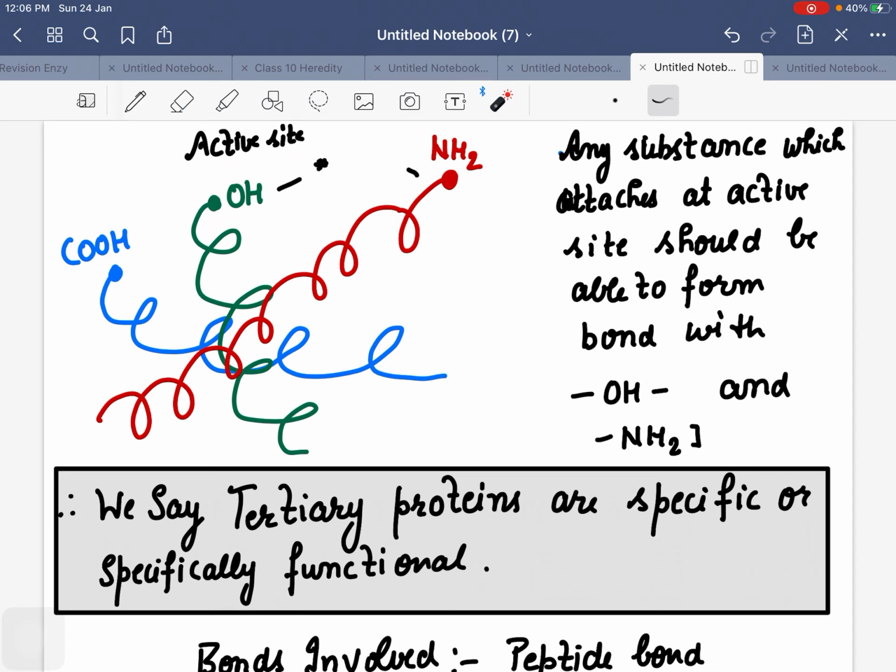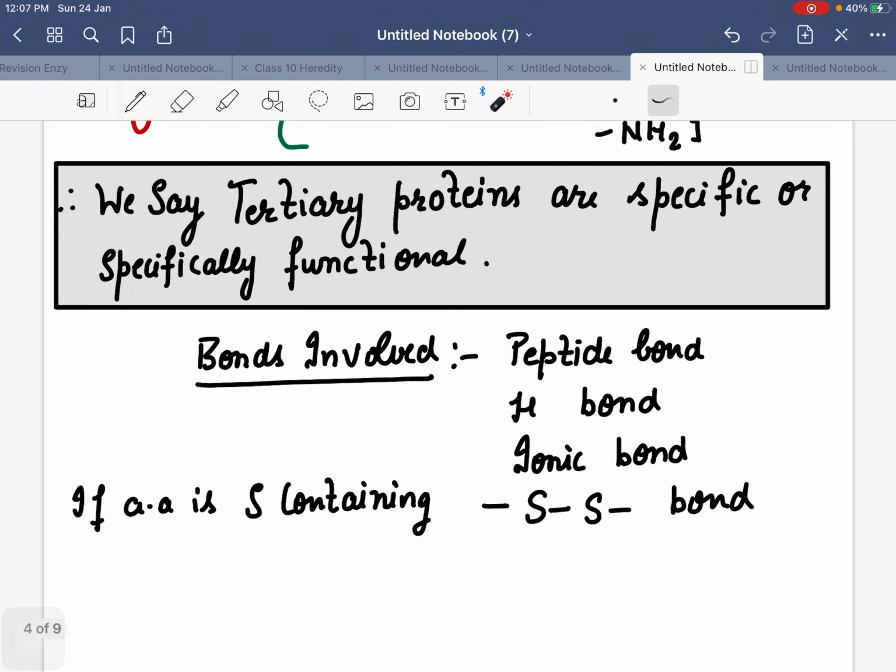So bonding with OH and NH2 is very important for the substrate. This place is known as the active site, and only specific substrates can bind to these active sites. Same goes for this area. If any substrate has bonding for this place, only then can it come here. So it means tertiary proteins are very specific for their active sites, and if they are very specific, it means they perform specific functions. So tertiary proteins are the ones which are very specific in their functional roles.